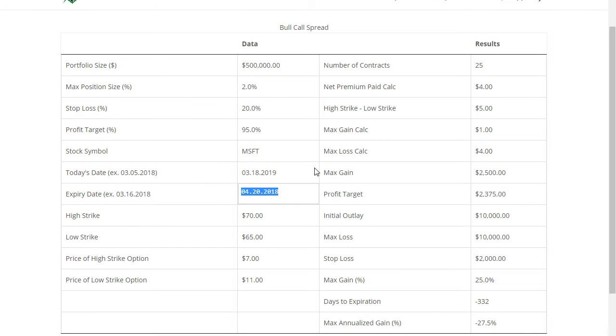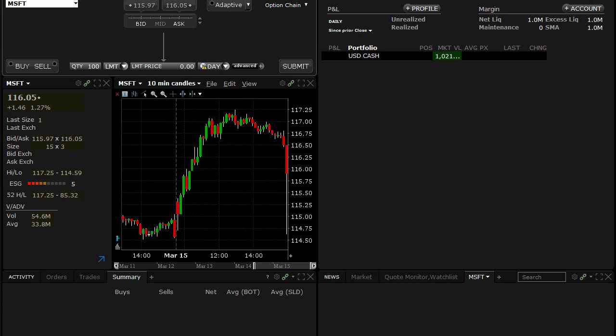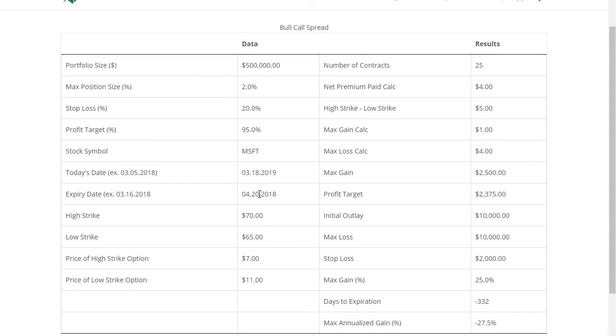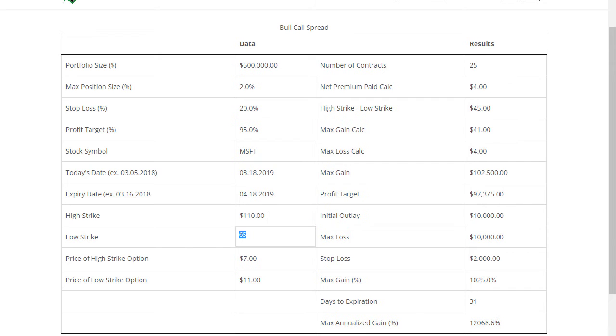And what was the expiration on this? I think it was April 18th, as I recall. Yeah, April 18th. So we'll go and we'll put the April 18th expiration in here, and it's 2019. And the high strike is 110, and the low strike is 100.